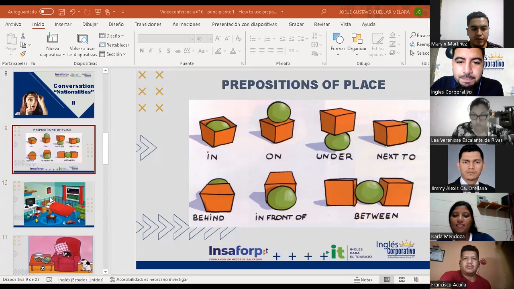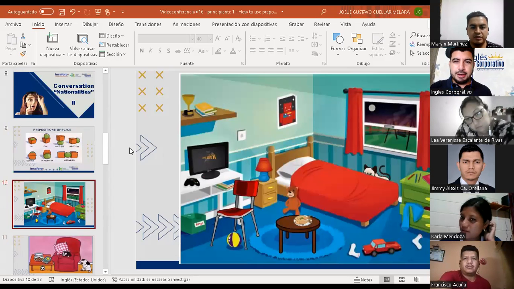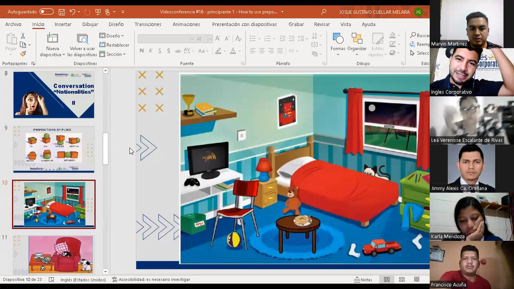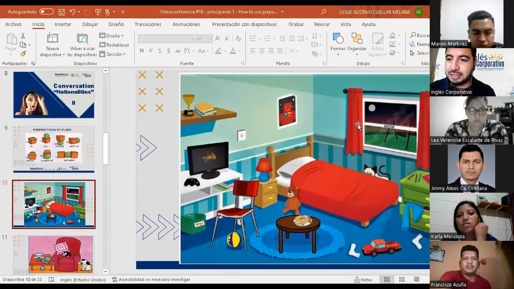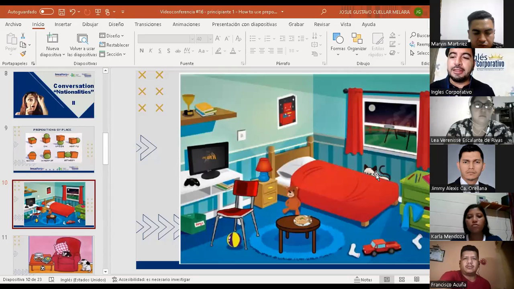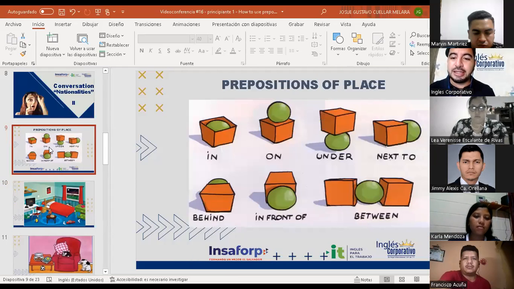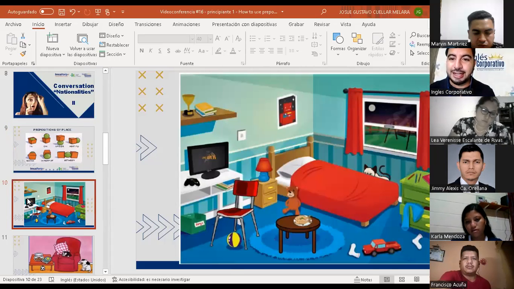Ok, vamos a utilizar esta imagen y vamos a detallar a la par de qué están, enfrente de qué lugar, estos objetos. Podemos decir teddy bear, chair, computer, control, ball, box, car, socks, cat, curtain, window, poster, bed, pillow, pens or colors, book. Entonces me van a decir, por ejemplo, the cat is behind the bed. Estoy diciendo, the cat is behind the bed. El gato está atrás de la cama. So, in this case, you can tell me some other phrases.